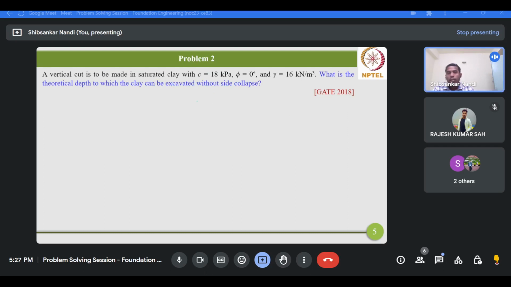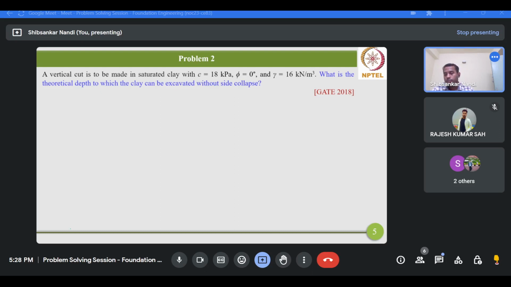Now we'll take one problem from GATE examination 2018. A vertical cut is to be made in saturated clay with cohesion 18 kPa, angle of internal friction 0 degree, and unit weight 16 kilonewton per meter cube. What is the theoretical depth to which the clay can be excavated without side collapse?